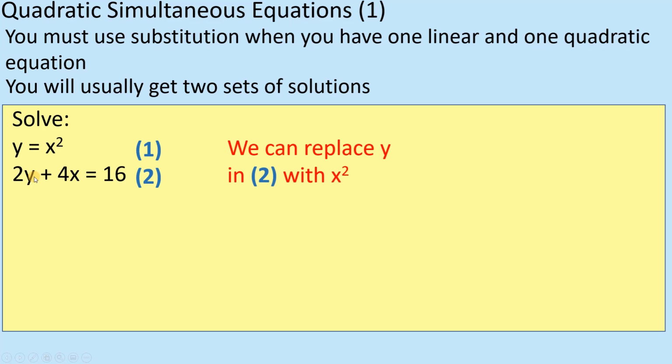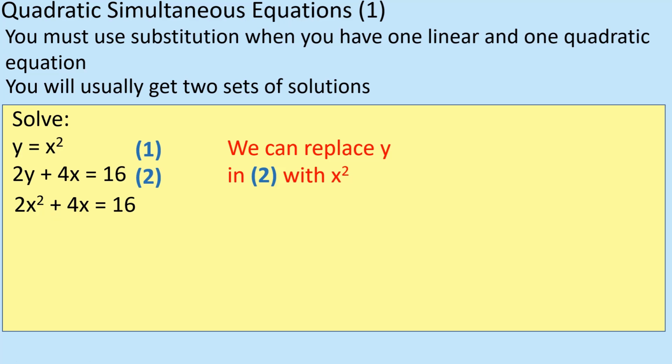So let's have a look. Here we can replace y in 2y with x squared, and that's what we're going to do. So we can see I've got 2x squared plus 4x equals 16. What I've done is literally substituted wherever y is in this equation with the value of x squared from the other one. So there we go: 2x squared plus 4x equals 16.